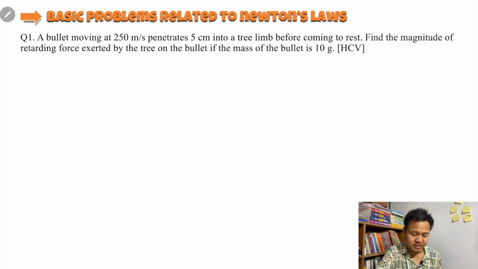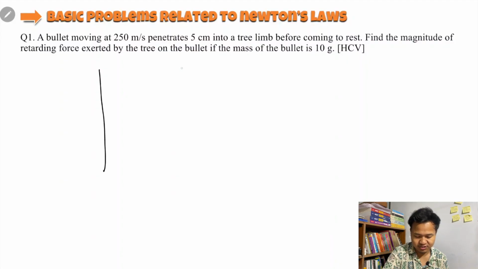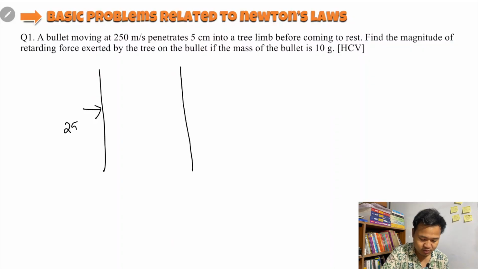A bullet moving at 250 meters per second penetrates 5 centimeters into a tree before coming to rest. Find the magnitude of the retarding force exerted by the tree on the bullet if the mass of the bullet is 10 grams. So a bullet went in. Okay, so it went in. When it enters, what was the speed? So the speed is 250 meters per second.